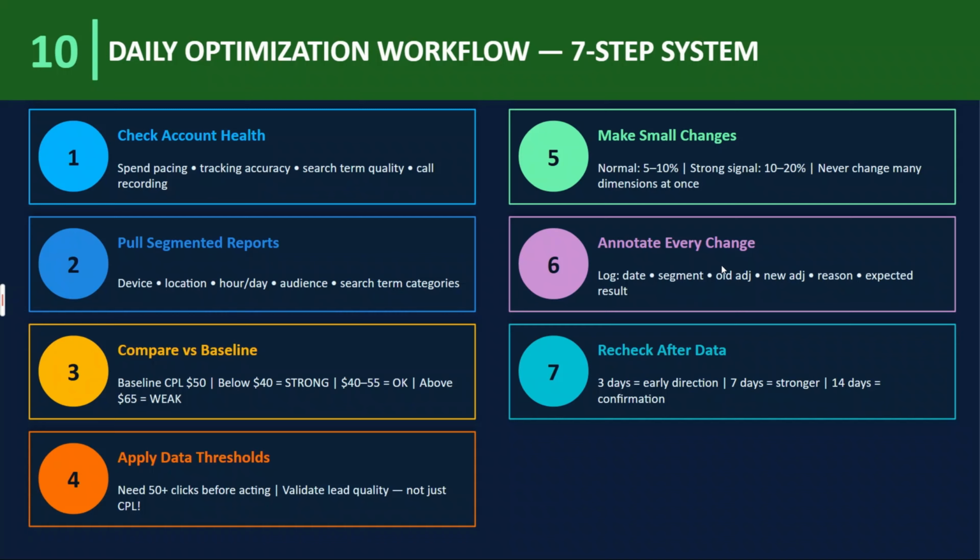And number 6 is annotate every change. Write down what you changed, what the old number was, what the new number is, why you made the change, and what you expect to happen. This is how you learn over time. Okay. Number 7 is recheck and evaluate the data. After 3 days, look for early signs. After 7 days, you have a stronger signal. After 14 days, you can make confident decisions.